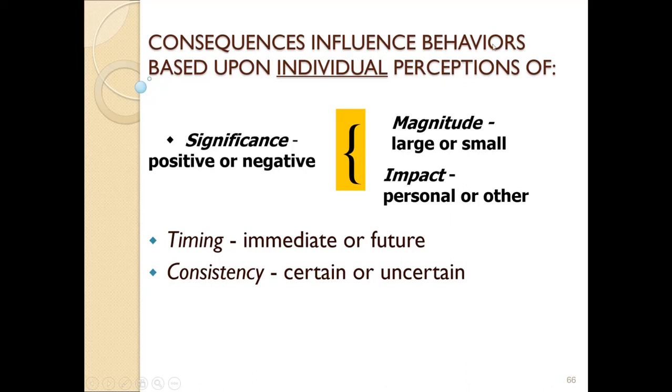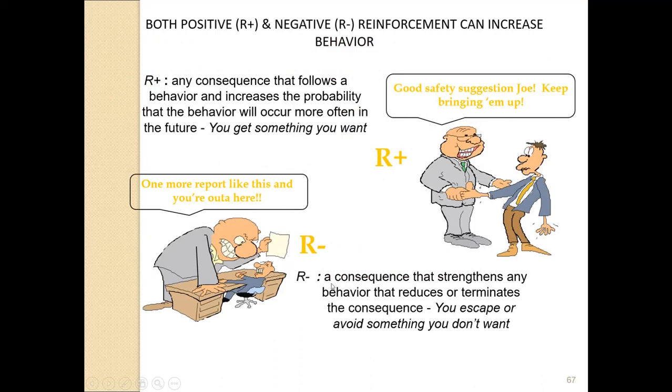Consequences influence behaviors based upon individual perception of: number 1, significance, positive or negative. So it is referring to magnitude, large or small, impact to a person or others. And for the timing, it will be immediate or future, and consistency, it is certain or uncertain.